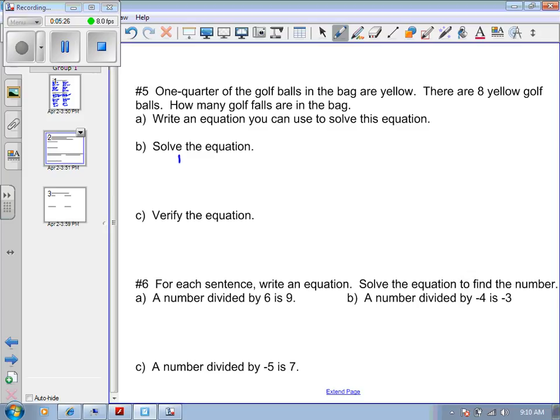1/4, okay? What variable would you like for the word yellow, or for the yellow golf balls? What variable do you want? N, okay, so 1/4 of N is 8.